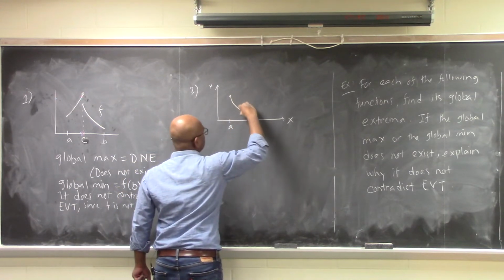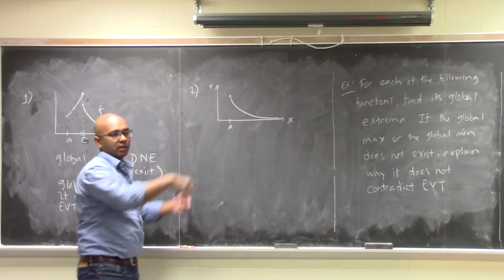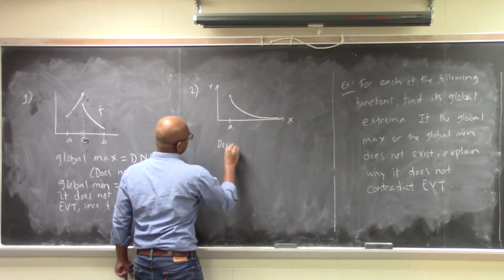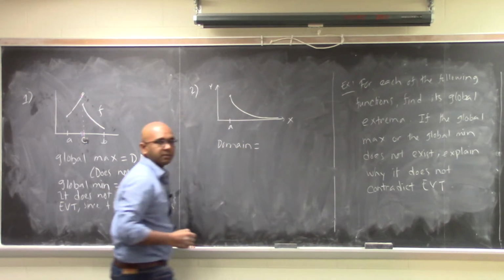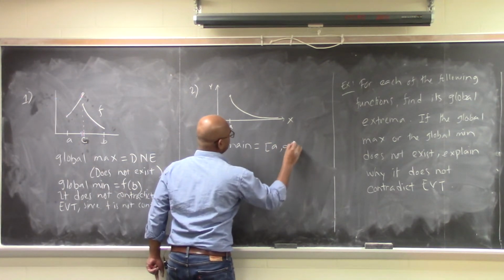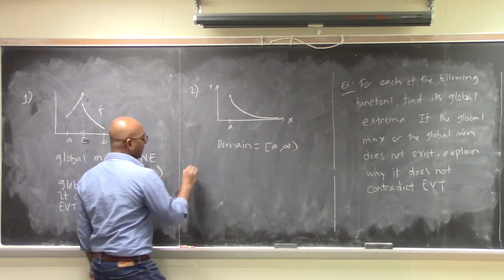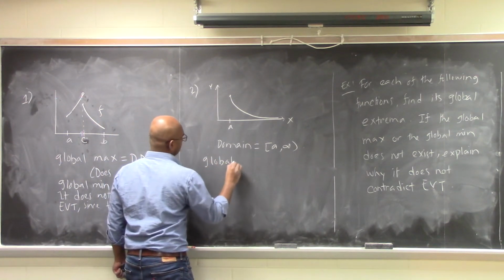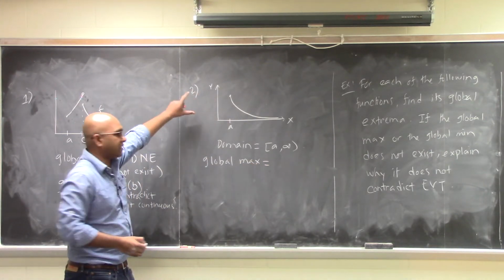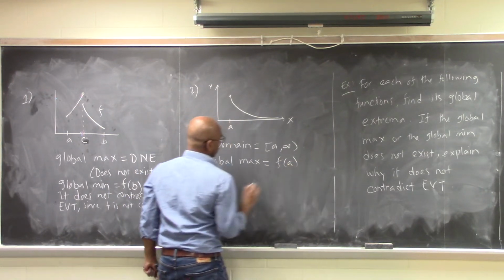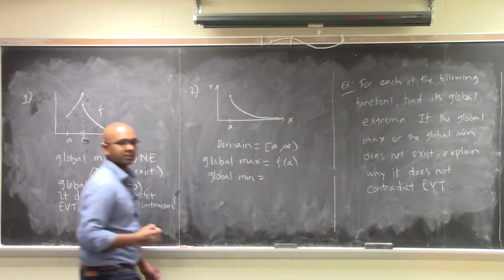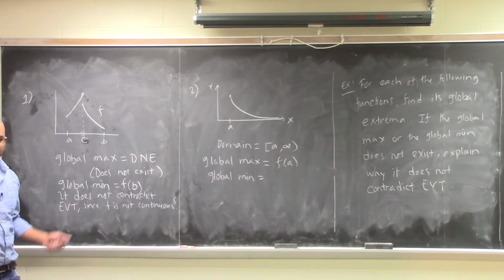Our function is like this. It's like the 1 over x function. And the domain is, what is the domain? It's a to infinity, right? Okay. Now what is the global max? Of course it is f of a, right? That's the highest one. What is the global min? It does not exist.